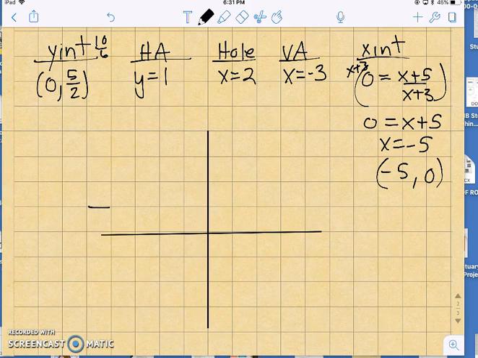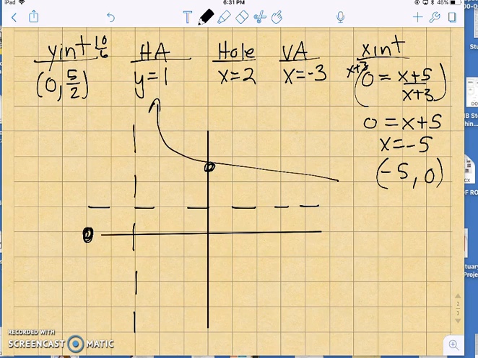Okay, a horizontal at 1, vertical at negative 3, negative 5 and 0, 1, 2, 3, 4, 5, 0 and 5 over 2. So it makes these lovely swoops there.